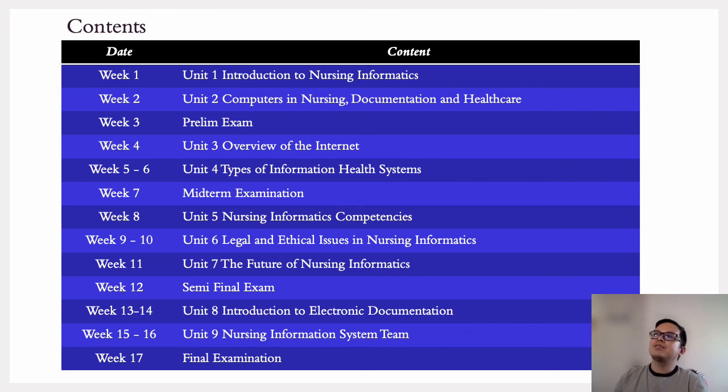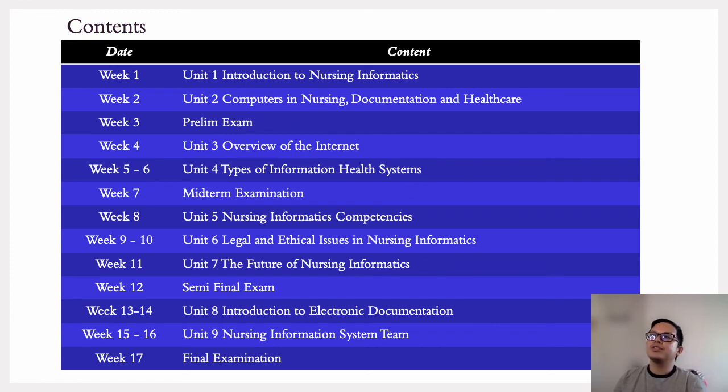Unit 5, nursing informatics competencies. We discuss what a nursing informatics personnel should achieve. Like, what are her competencies? We talk about the 3 types of nursing informaticians, and we differentiate each one of them. And Unit 6 is legal and ethical issues in nursing informatics. We talk about the application of ethics in informatics and the laws, HIPAA, the law in the Philippines, and there's a lot of stuff in there.